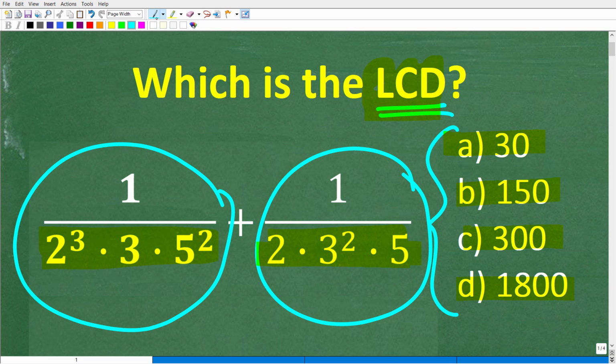All right, now try not to use a calculator, but if you want to use a calculator, that's perfectly fine. Either way, put your answer into the comment section. I'll share the correct answer in just 1 second. Then, of course, I'll explain this problem step by step.